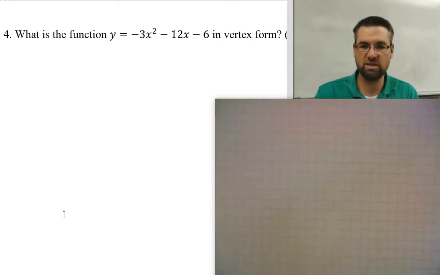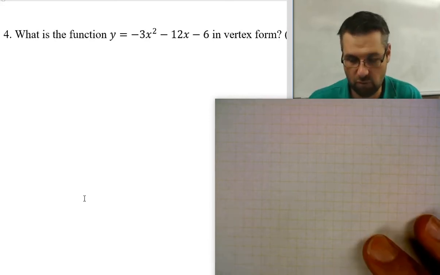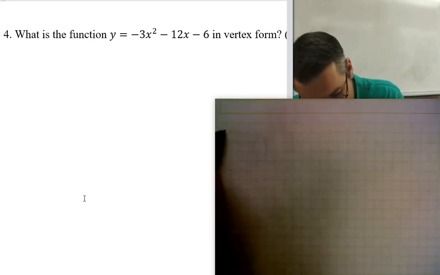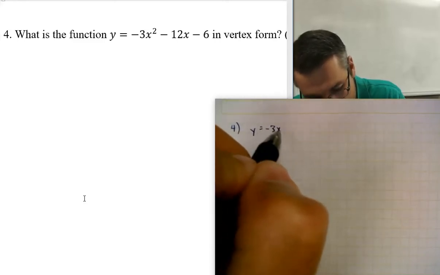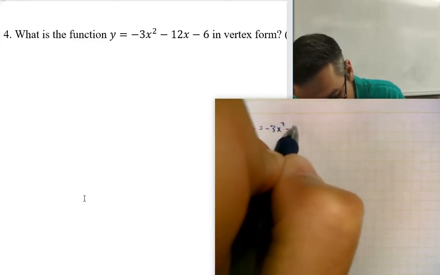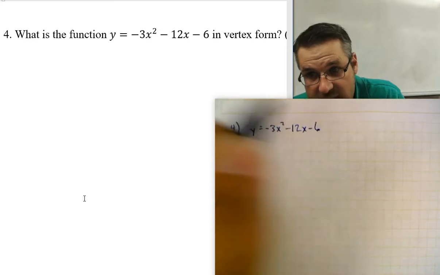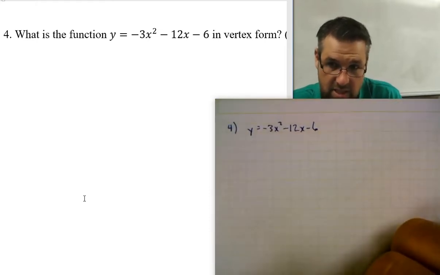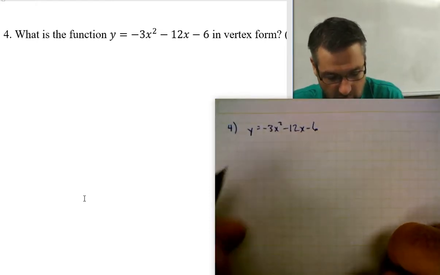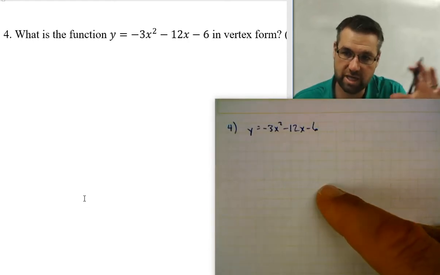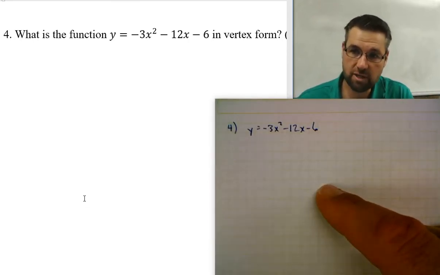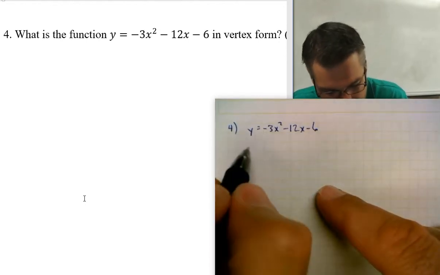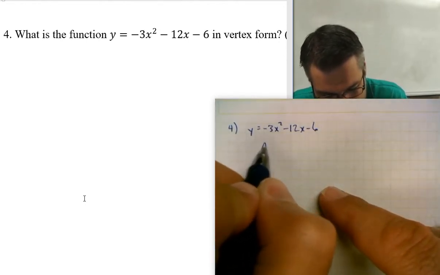Number 4 says, what is the function in vertex form? Well, we've got y equals negative 3x squared minus 12x minus 6. So this is going to be dealing with a lot of number sense stuff. Remember, in order to write it in vertex form, you have to find the vertex. Well, in order to find the vertex, we have to find the axis of symmetry. So let's do that first.